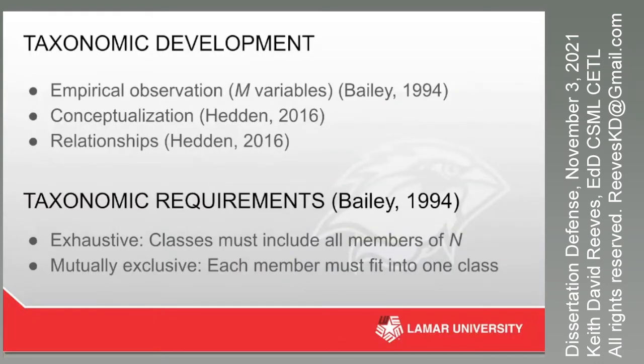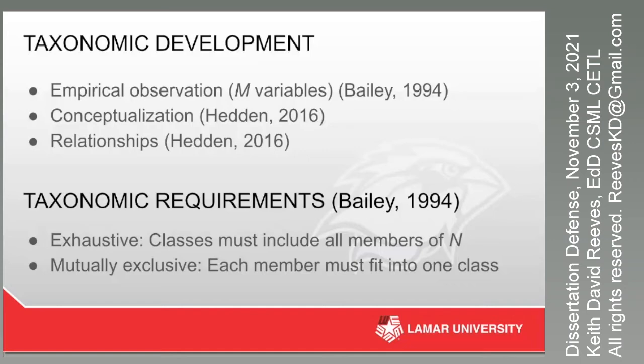Bailey and Hedden went on to describe 3 basic steps in developing a taxonomy. Look at all of the subjects and identify the measurable variables, what Bailey called M variables. Conceptualize the big ideas that emerge, and then identify the relationships between classes.